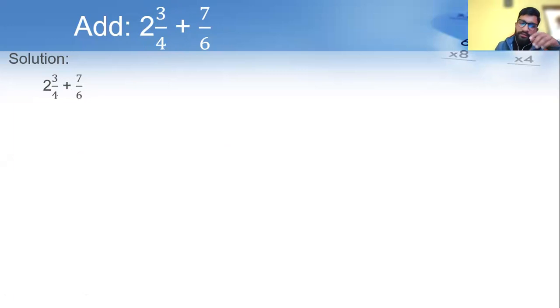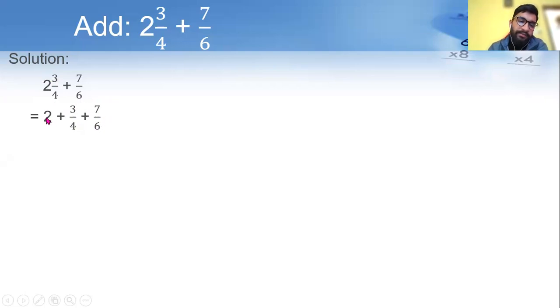So the first method is, let's separate the whole number. Look here, I have separated the whole number 2, right? It is 2 whole 3 by 4, so I separate 2, and 3 by 4 and 7 by 6 I'm going to add separately. Both are fractional parts. To add the fractional parts, it is just like above. Previously we added two fractions, so just add them like that.